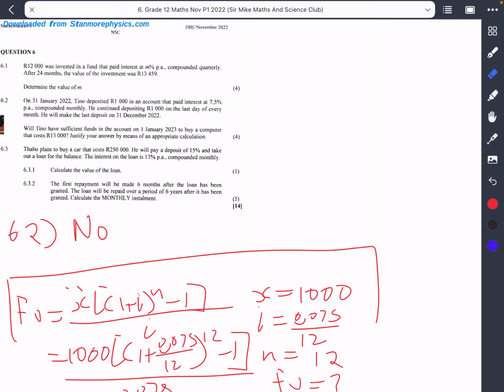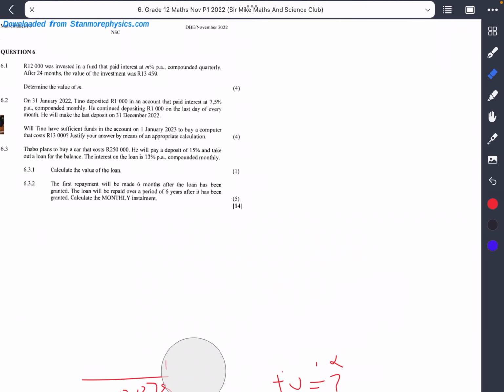So in this case, for 6.3, they say that Tabo plans to buy a car that costs 250,000 rand. He will pay a deposit of 15,000 and take out a loan for the balance. The interest on the loan is 13% per annum compounded monthly. Now they said to calculate the value of the loan.